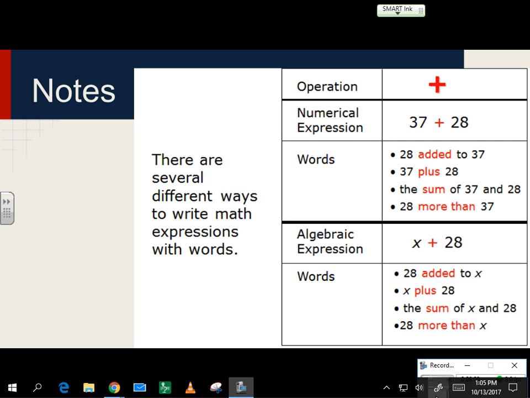So if you were adding, the operation, I put the little plus symbol there. There's a numerical example, 37 plus 28. I have an example of what words you could use. The key words being added, plus, sum, and more than. And then if you had an expression like x plus 28, this is an algebraic expression because we're using a variable. Here you can see we still use the words added, plus, sum, and more than, but I've given you some examples of what it can look like. Write this down before moving on.